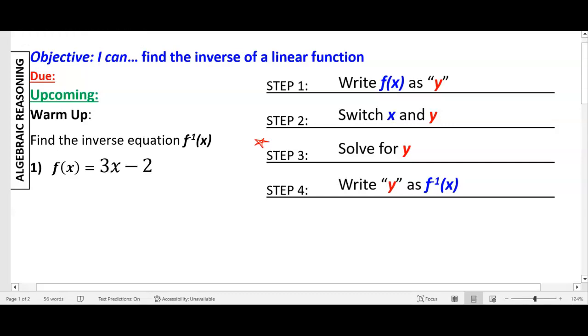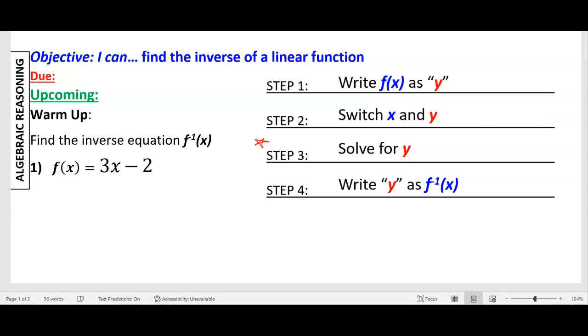Okay, so again, to find an inverse of a linear function, we're going to follow these 4 steps. These 4 steps you have written on your notes from yesterday. Everyone look over here. First step, f of x I'm going to write as a y. Okay, first step's easy. F of x, I don't need that. I want to put a y instead.